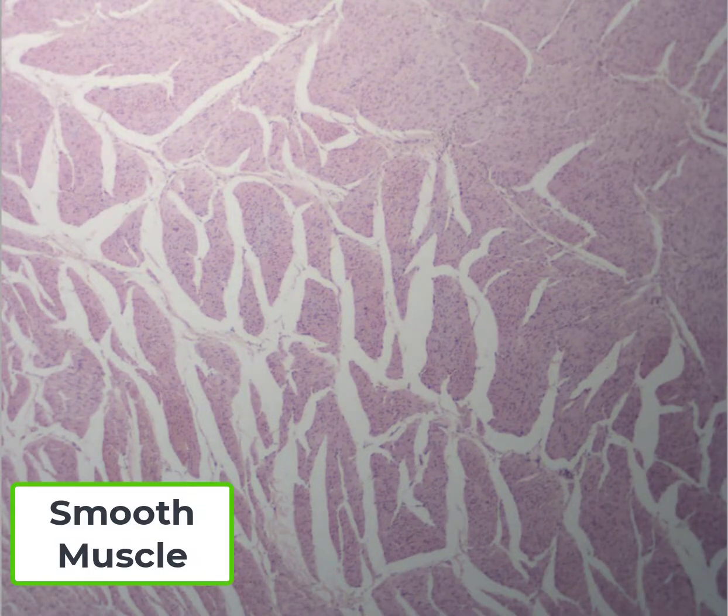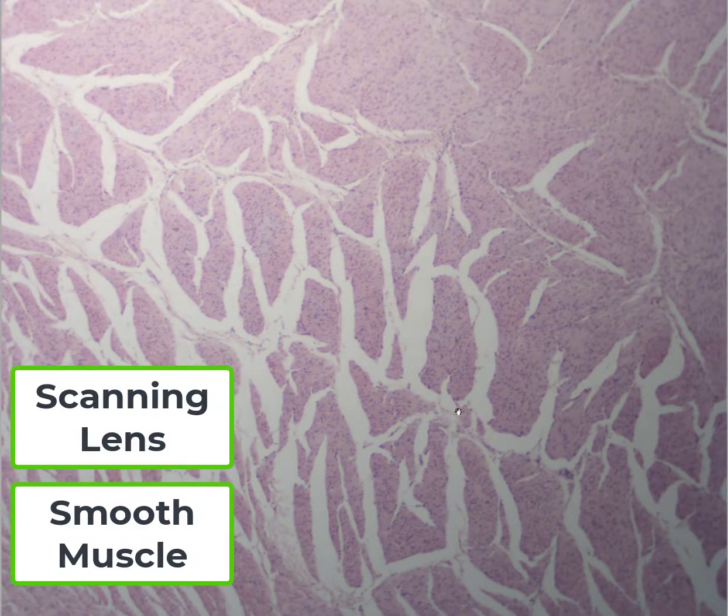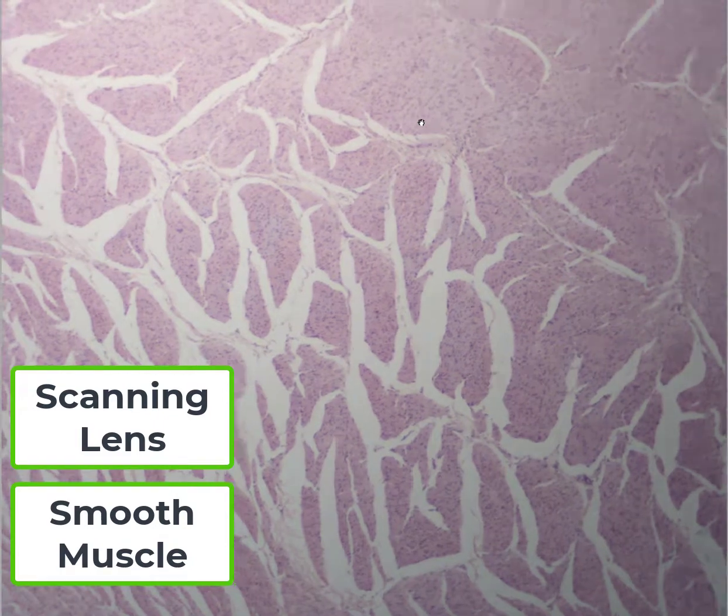All right, so now let's have a look at smooth muscle. And what we're looking at here is the zoomed out view. So we've got the scanning lens view, and we can see these cells that are kind of pinkish. When we zoom on them, we'll see that they're quite tapered and they have these nuclei that are purple. Now in this particular case, we're looking in the stomach.